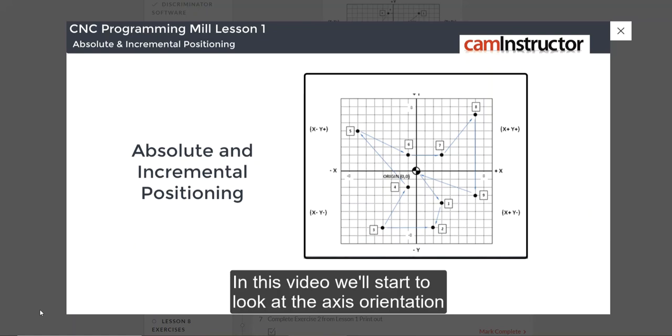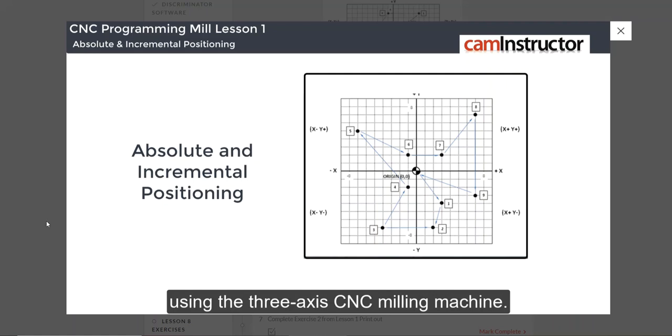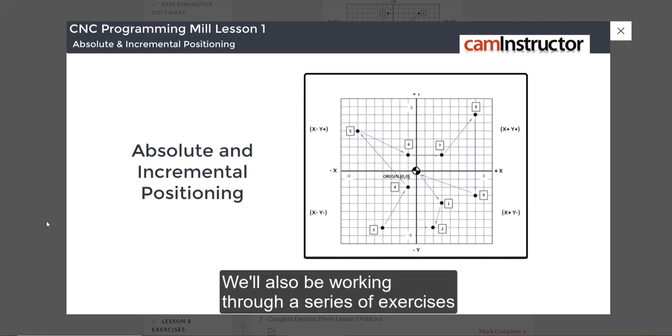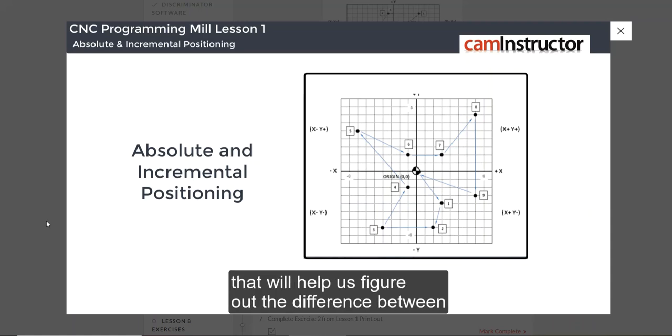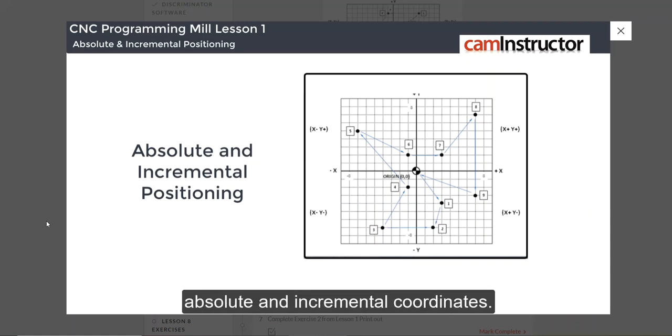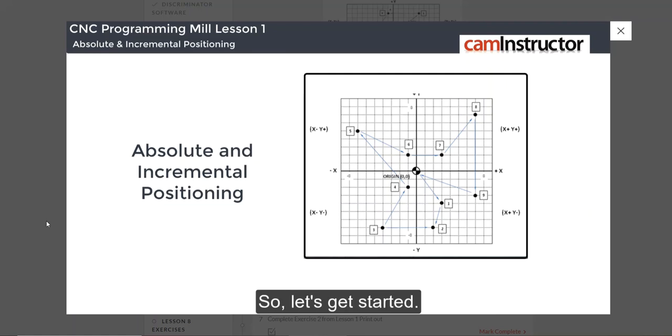In this video we'll start to look at the axis orientation used on a 3-axis CNC milling machine. We'll also be working through a series of exercises that will help us figure out the difference between absolute and incremental coordinates. So let's get started.